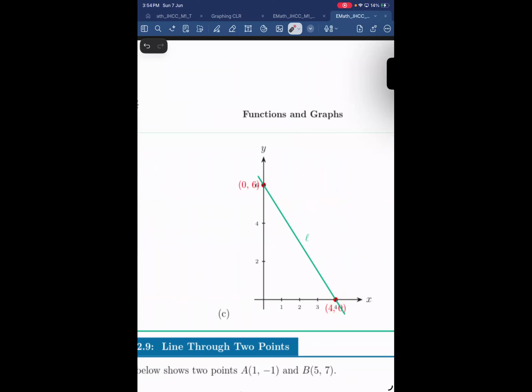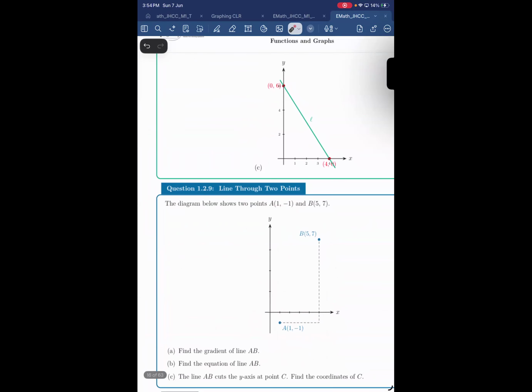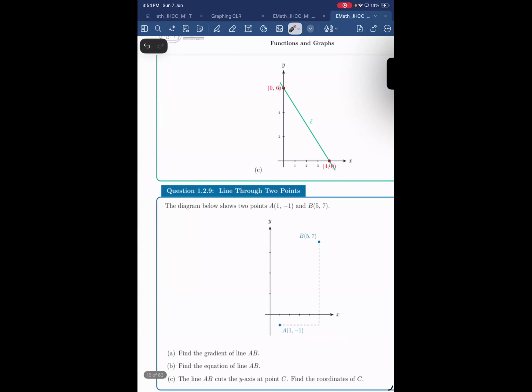Any questions about straight lines? Okay, then we can look at this one, maybe about 4 minutes.